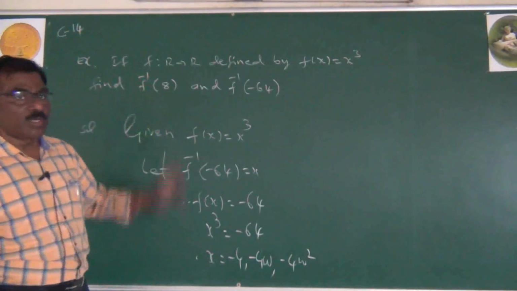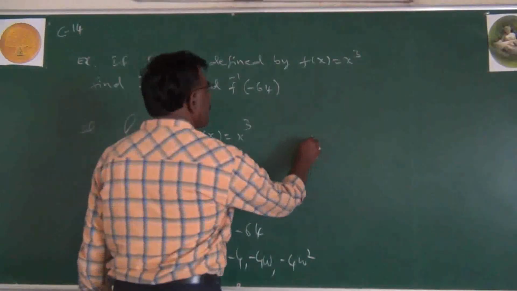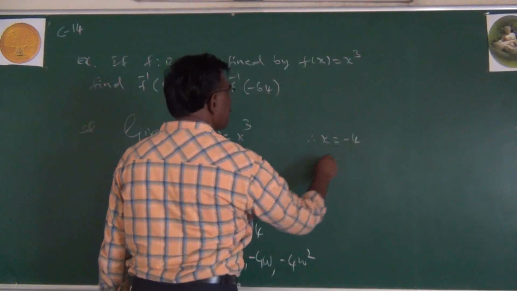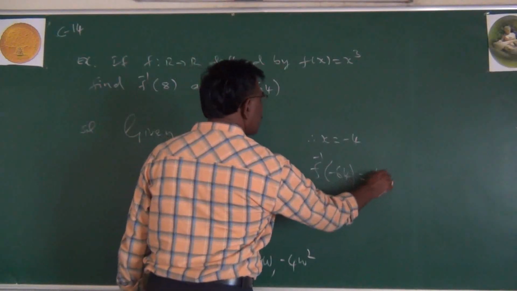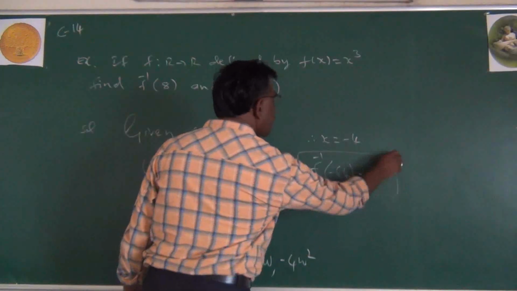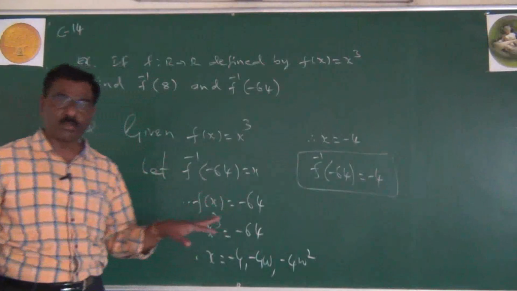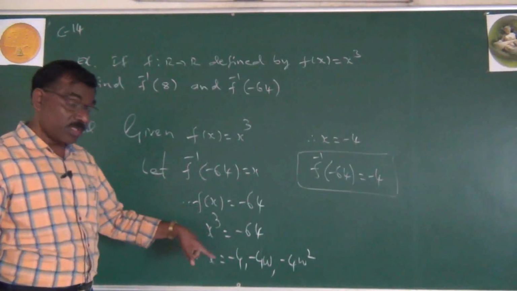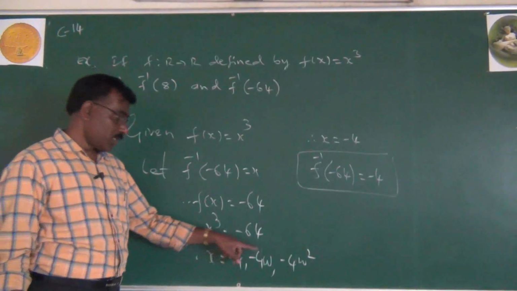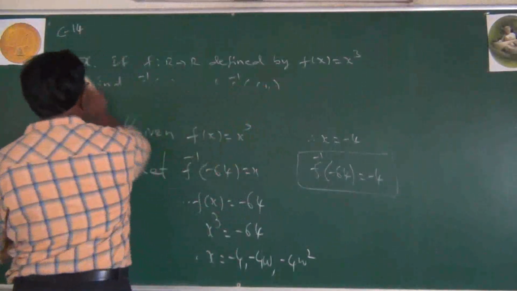But here also the mapping is R to R. Therefore x is equal to minus 4. f inverse of minus 64 is equal to minus 4, because the mapping is from R to R, real number to real number. When C to C, it means minus 4 omega and minus 4 omega square also.